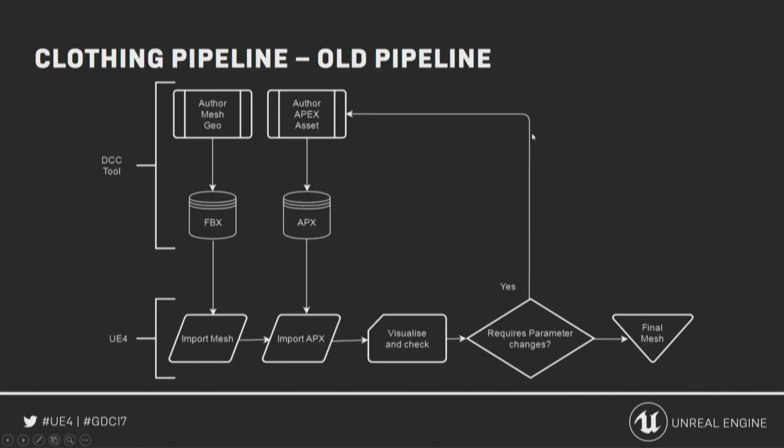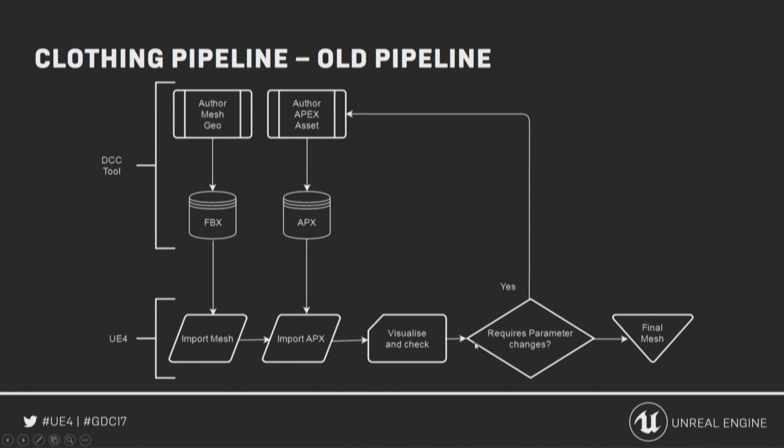So, currently, up to this point, when we were authoring cloth, this is what the pipeline looked like here. So we would author our geometry in a DCC app such as Max or Maya and bring it in via the FBX format. Then we would author the Apex file, which actually defined the cloth. And this could be done a couple of different ways. So there are plugins for Max and Maya that do this, and there's also the standalone tool that NVIDIA provides.